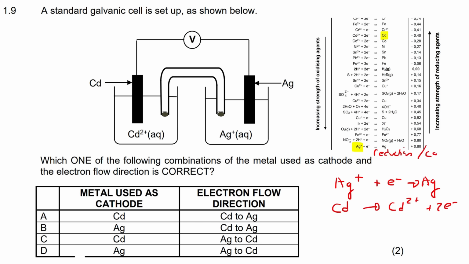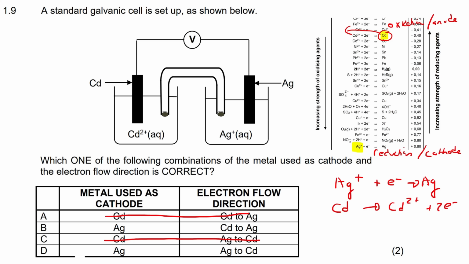And reduction always happens at a cathode. When the reaction is written, when it goes that way around, that is oxidation. And oxidation is always where your anode is. So what metal are we going to use as the cathode? Is the cathode the Ag one or is it the Cd one? It's the Ag one. So the answer cannot be this and it cannot be that.